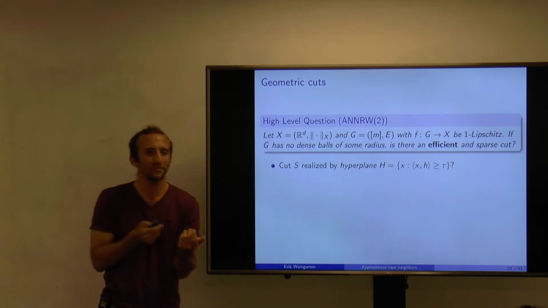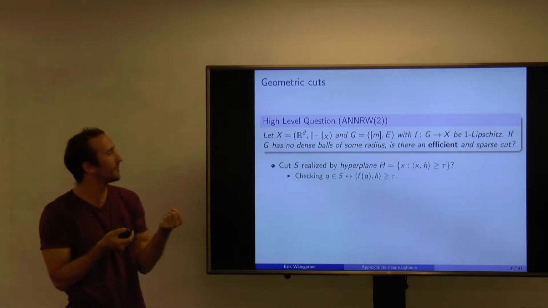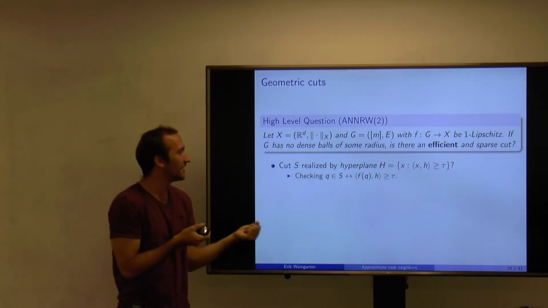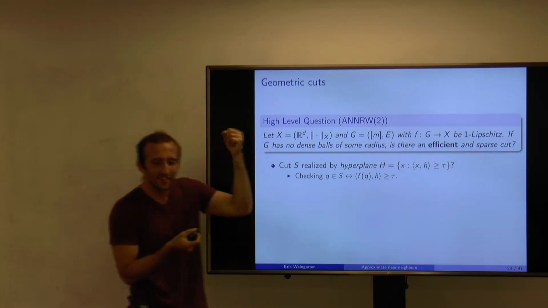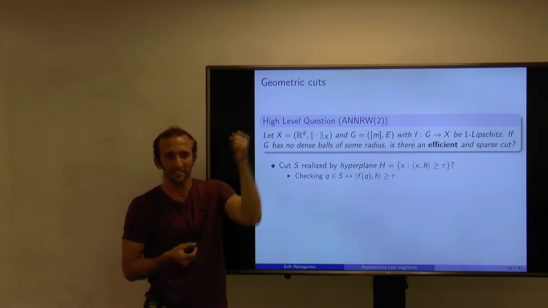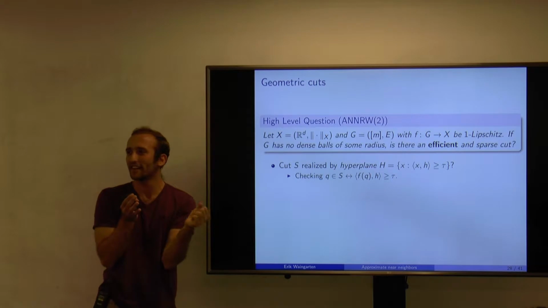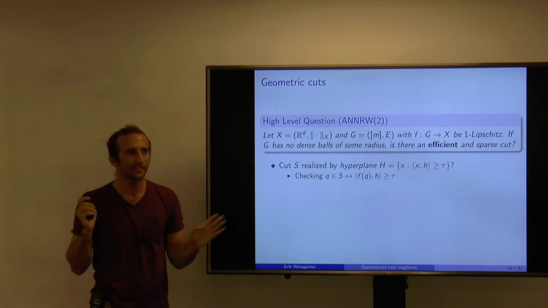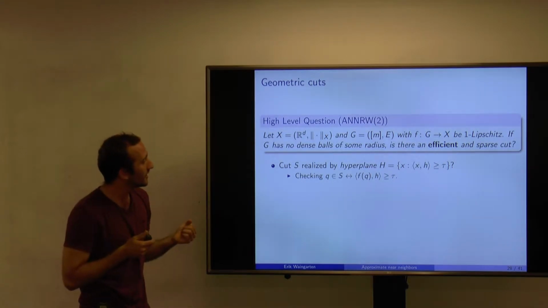So this would be very efficient because checking whether a particular query point was on one side of the cut or on the other side, all we need to do is look at where that point lies in this d-dimensional space and check whether it belongs to one side of the hyperplane or to the other side. So this is an example of a very efficient cut.